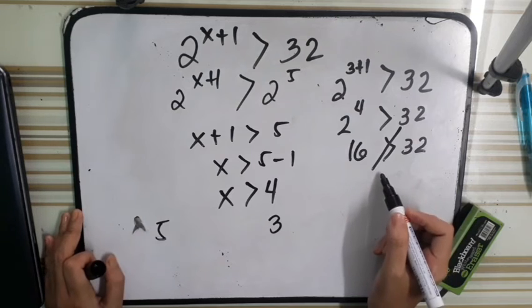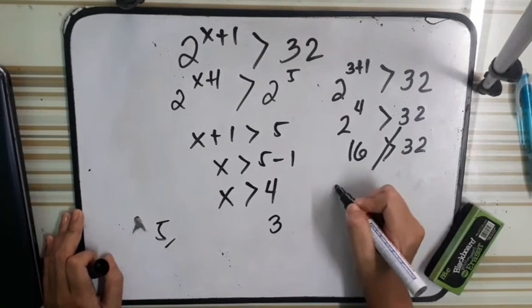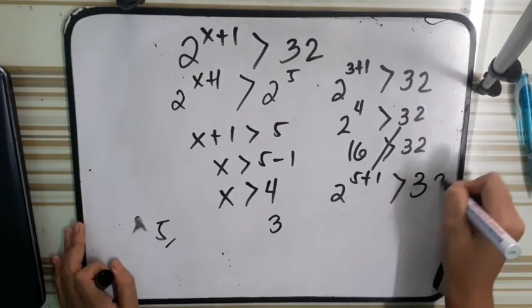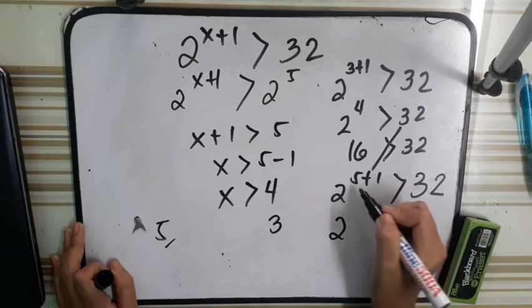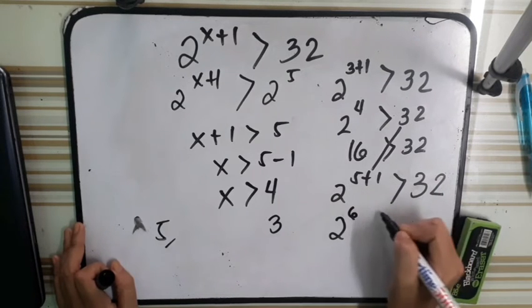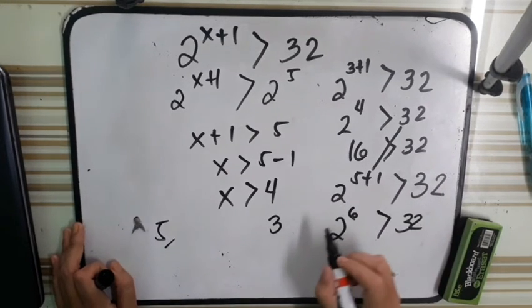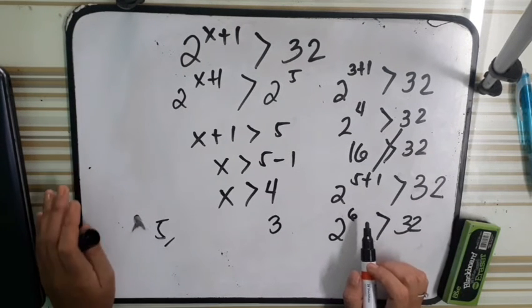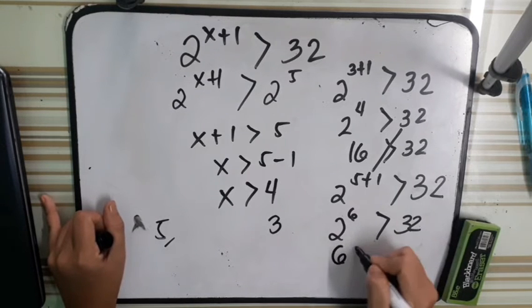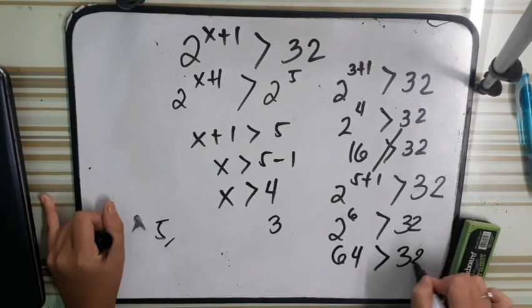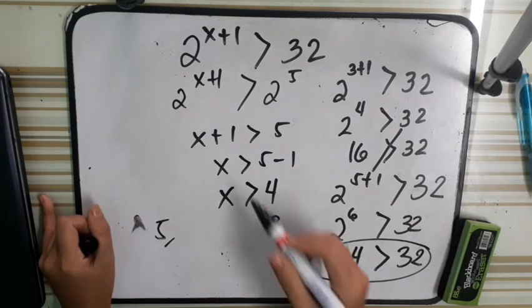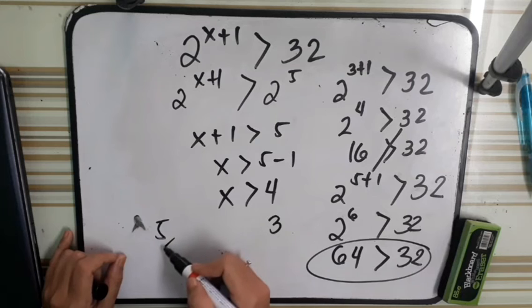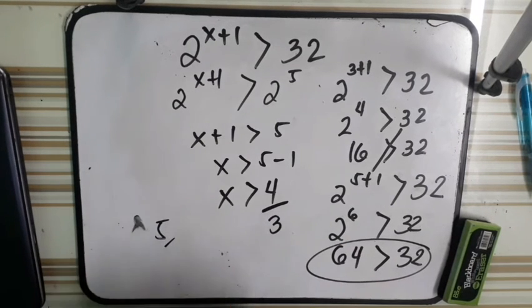So, let's try the other solution, 5. Now, 2 raised to 5, we change x to 5 plus 1 is greater than 32. Now, 2 raised to 5 plus 1 is equal to 2 raised to 6. Now, 2 times 2 is 4, times 2 is 8, times 2 is 16, 16 times 2 is 32, and 32 times 2 is 64, which is greater than 32. Now, we get the correct solution for our inequality, 2 raised to x plus 1 is greater than 32. So any number that is greater than 4 is part of the solution.